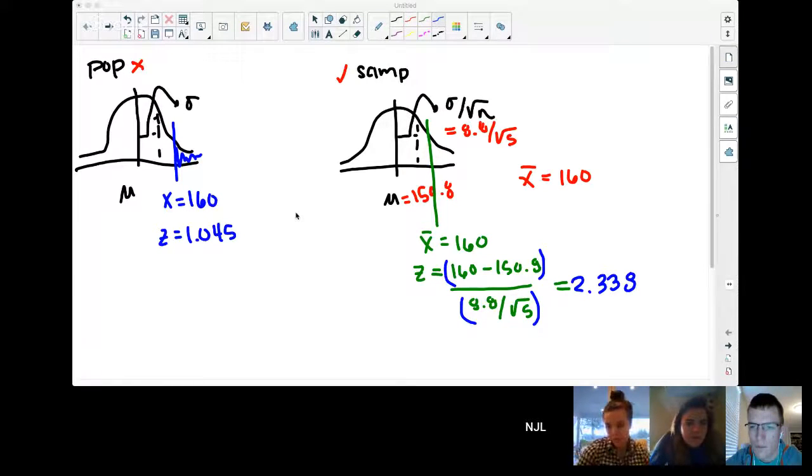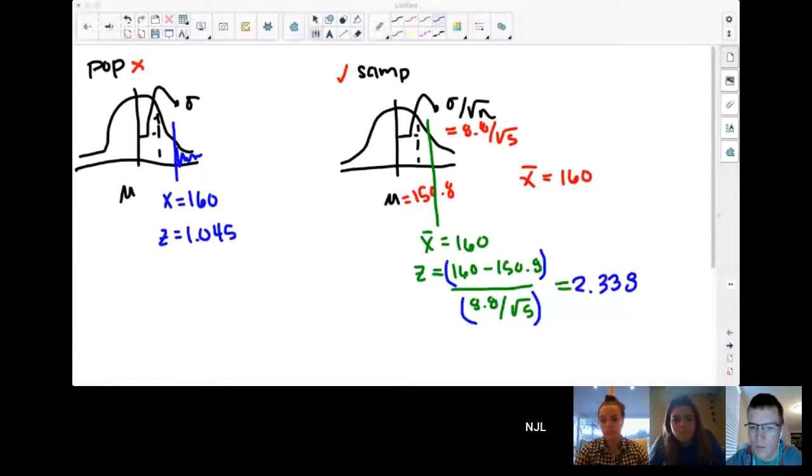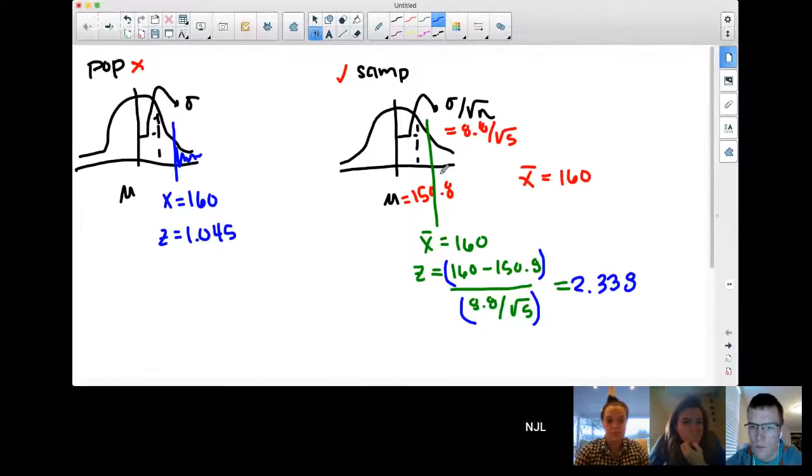Okay, now we need to go into your normal probability applet. And it's not going to be equivalent to this area over here, because this sampling distribution is skinnier. By the law of large numbers, this is a skinnier distribution. So there should be less area now over here of 160. This is an individual score. This is an average score of 160.